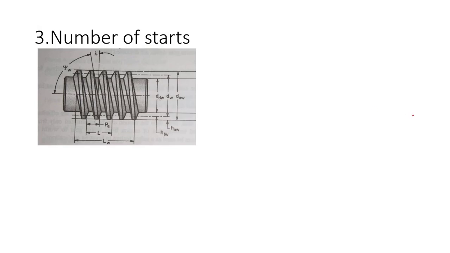Number of starts. Generally we have a single thread on the worm, but if we have two or three threads on a single shaft, we can say that the number of starts is different for different gears. So this is the single start worm gear.